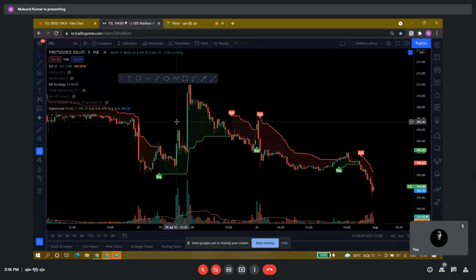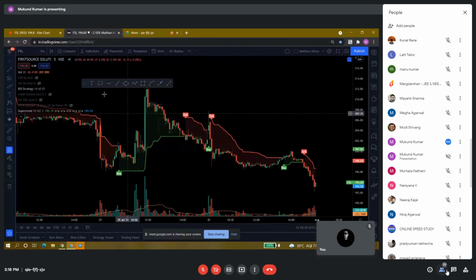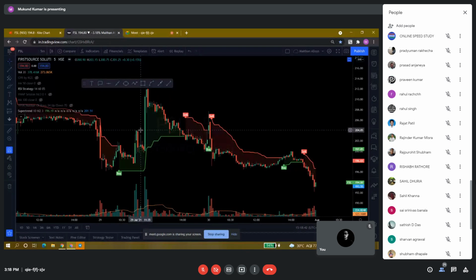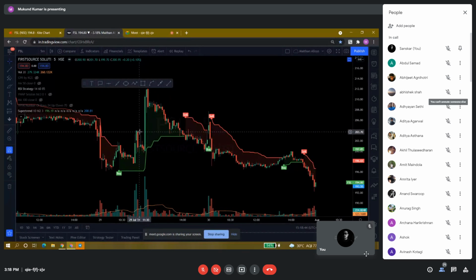Hello, Mukund. This is Shyam here. I still didn't understand one question. For example, in this chart here, you see a green line at the bottom. It's trying to bridge this candle. See, there is a red line at the top. Actually, it became a sell somewhere at 2 o'clock.